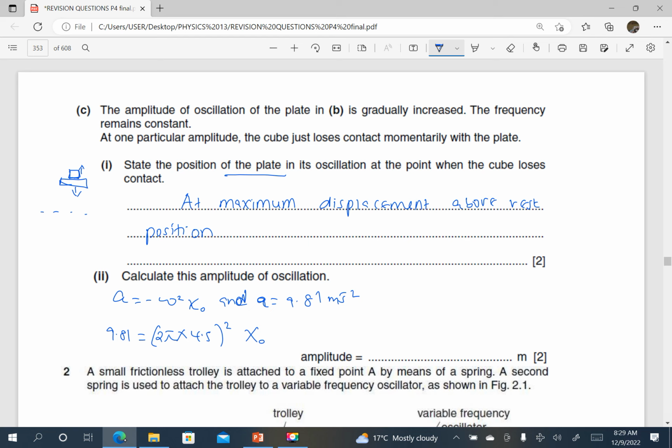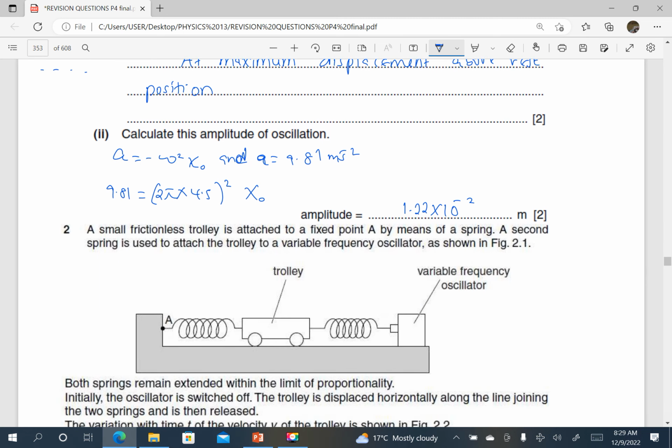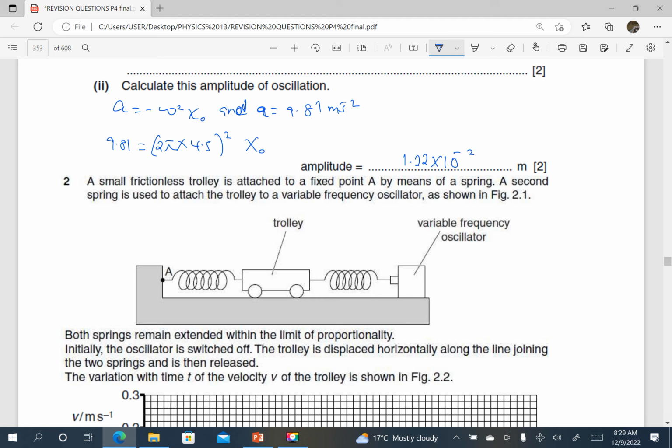9.81 divided by 2 pi times 4.5 squared. So this is 1.22 times 10 power negative 2 in meters. So that is x naught, or the amplitude of oscillation.